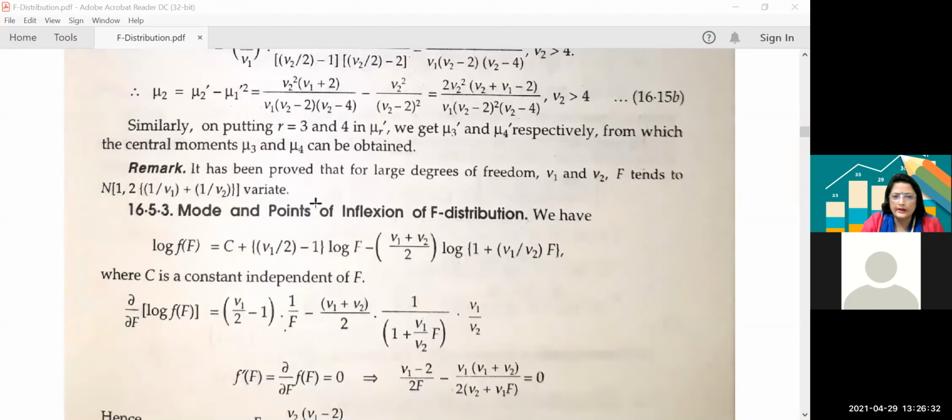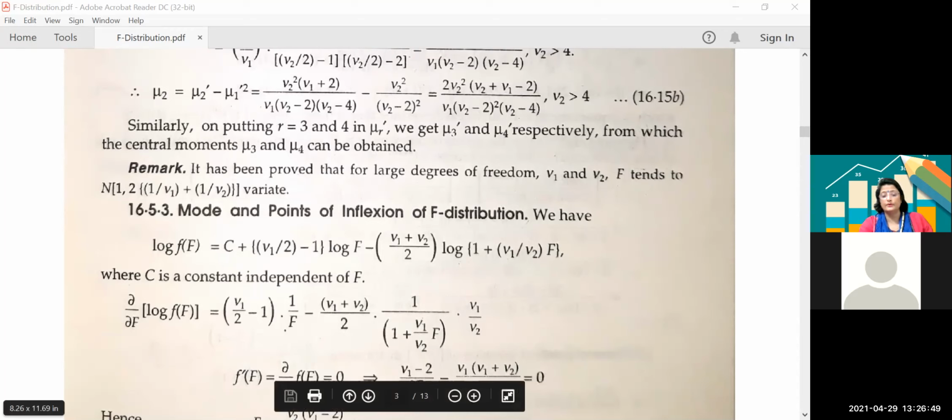Now next is the mode and points of inflection. Mode means highest point, पे हमें x एक्सिस के किस पॉइंट पे हमें हाईएस्ट वैल्यू ऑफ y मिलती है, दैट इज y मतलब यहाँ पे f मिलता है. हमारा कर्व जो है वो किस पॉइंट पे हाईएस्ट पीक हमें मिले, तो फ्रीक्वेंसी जहाँ पे मैक्सिमम हो, दैट इज a point, दैट इज a mode.